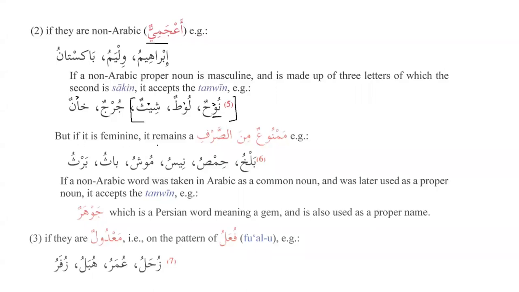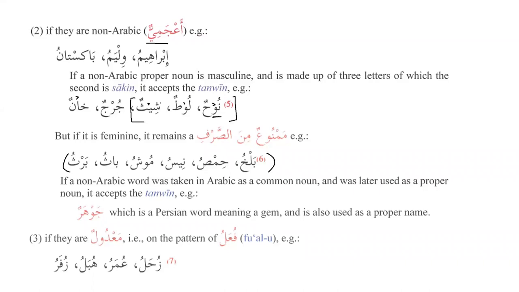However, if it is feminine, it remains mamnu min as-sarf. For example, Balkhu, Himsu, Nisu, Mushu, Bathu, and Barthu. Don't need to worry about that because these are the names of cities in different countries of the world. And really, they are not used in everyday life. So that's why we don't need to worry about that.